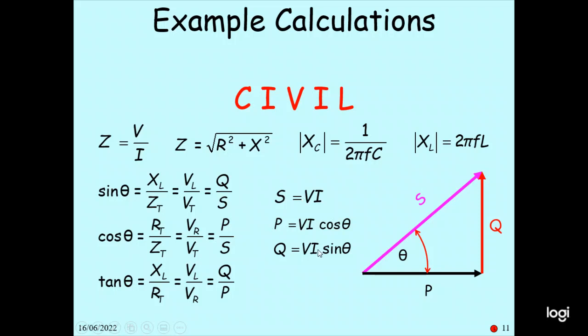So this is the power triangle. Real power is horizontal, reactive power is vertical, and apparent power is S. So here we have real power P, reactive power Q, apparent power S. And this is angle theta.